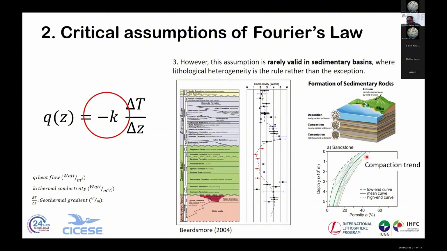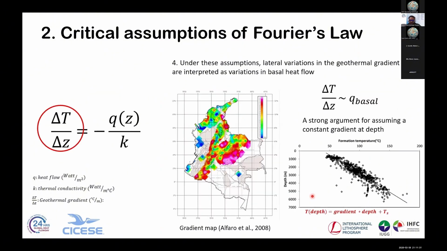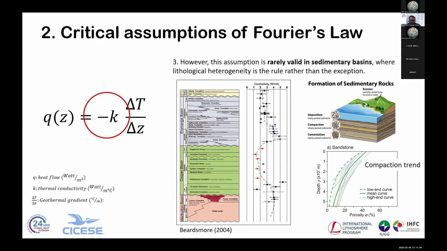And we can observe that in petrophysical logs, say the porosity log or density log. We can observe the result of compaction in sedimentary basins. Sorry. So we also have variations in thermal conductivity. It's an assumption in sedimentary basins that is not warranted, is not satisfied.